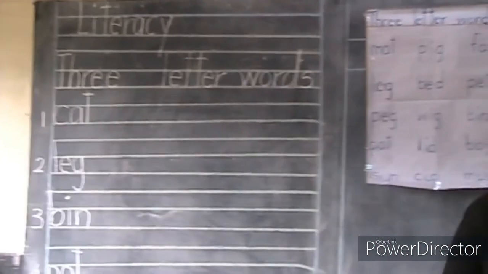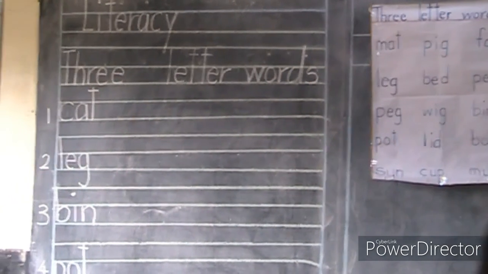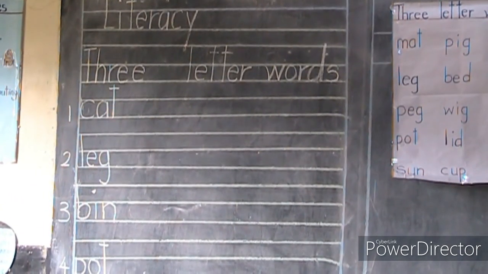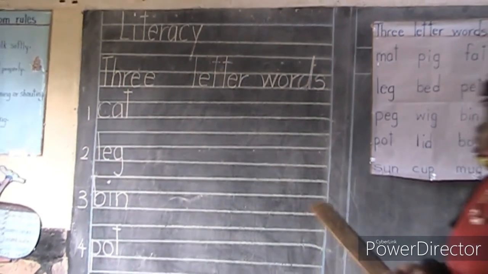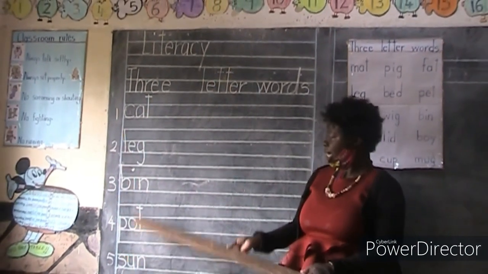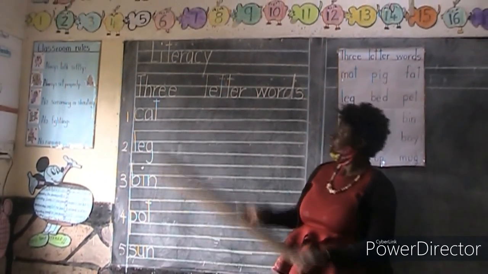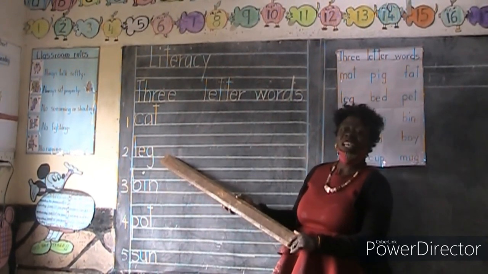Get your books, find the page, start writing. Let's read through the words. Word five, sun. Pot. Word one, cut. Bin. Leg.